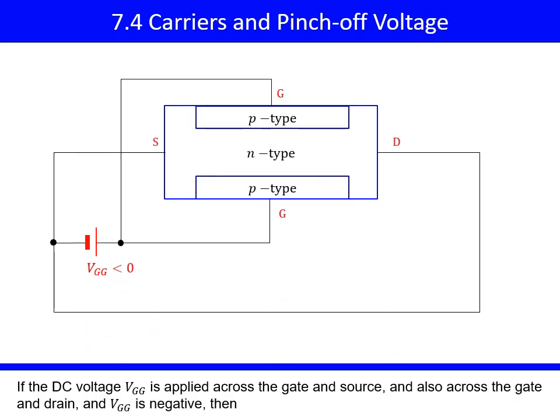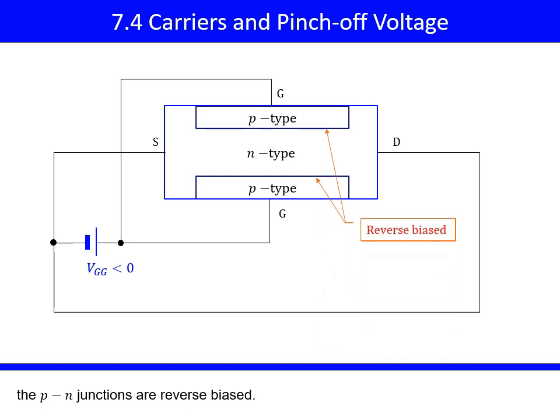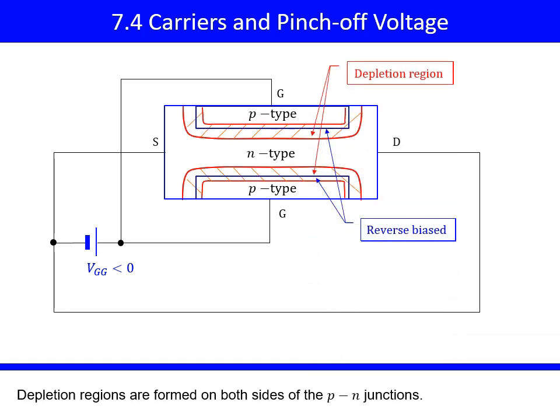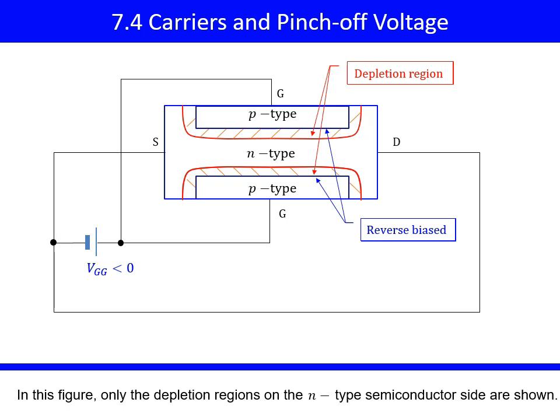If the DC voltage VGG is applied across the gate and source, and also across the gate and drain, and VGG is negative, then the PN junctions are reverse biased. Depletion regions are formed on both sides of the PN junctions. In this figure, only the depletion regions on the N-type semiconductor side are shown.